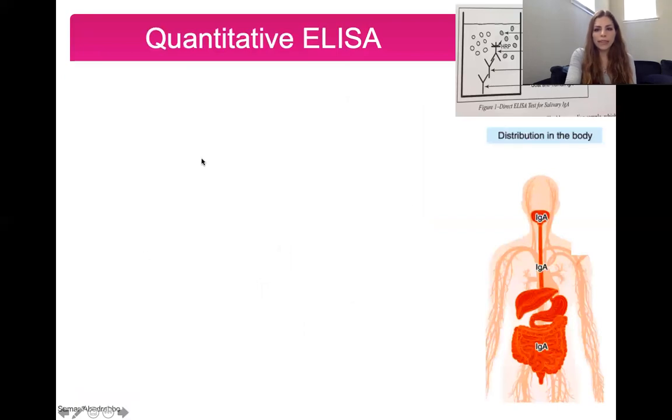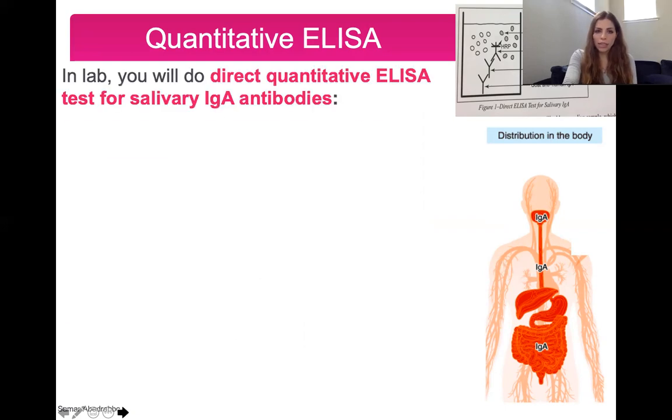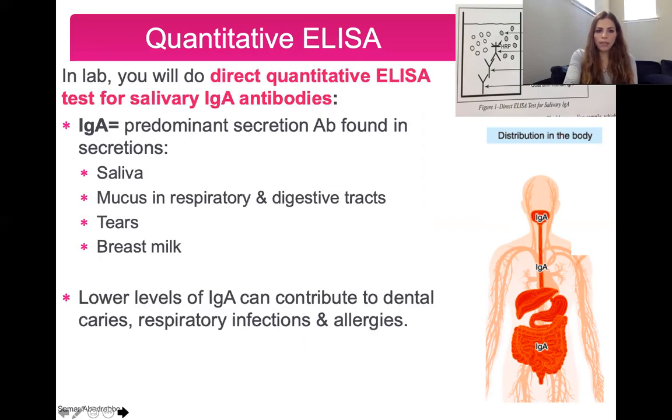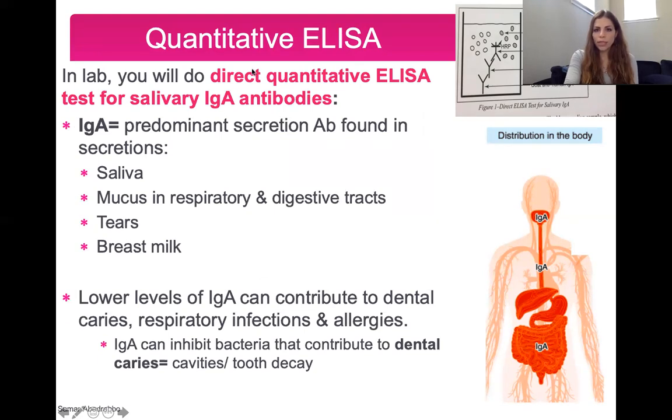Okay, so in lab, what you would have been doing, unfortunately you're not, is you were going to look for IgA antibody. So let me put all of this out. In this lab, you are going to do a direct quantitative ELISA. Direct meaning it starts out with wells that are coated with antibodies, so known antibodies. Quantitative means you're going to quantify, to put a number for whatever you're looking for. ELISA, to test for salivary IgA antibodies.